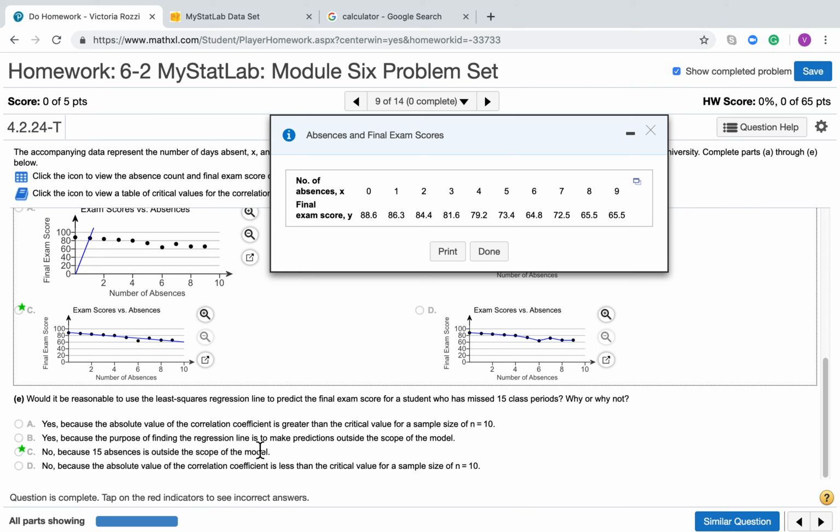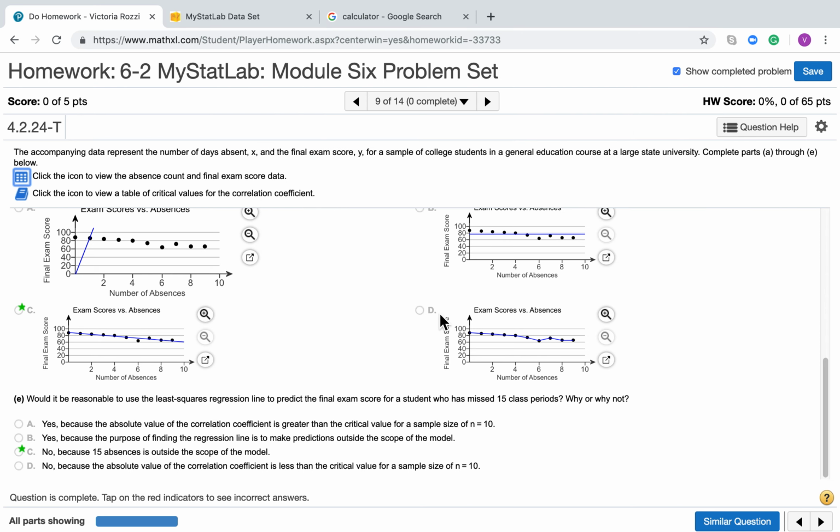And the last one here, would it be reasonable to use the least squares regression line to predict the final exam score for a student who has missed 15 class periods? Well, the reason that it wouldn't be great to do 15 is because see how our data stopped at 9? That would be what we call extrapolation. And extrapolation is something that we really don't want to do in statistics. We don't want to go too far outside our sample data set in order to go ahead and predict. And 15 is pretty far outside number 9. So that's why they're saying no, because 15 absences is outside the scope of the model. Again, it would be extrapolation. Well, I hope that helps, and if you have any more questions on that, just let me know.